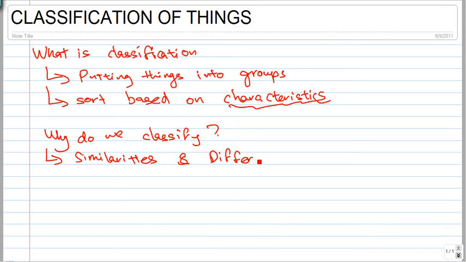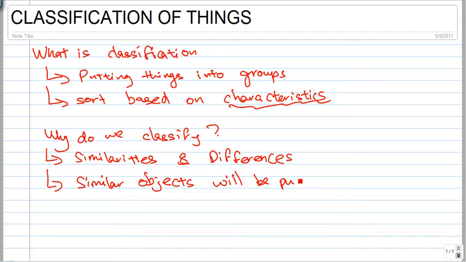This is very important. So objects with similar characteristics are classified into the same group. Those with differing characteristics are put into different groups. So similar objects will be put into the same groups.